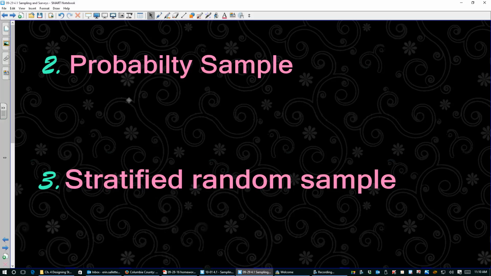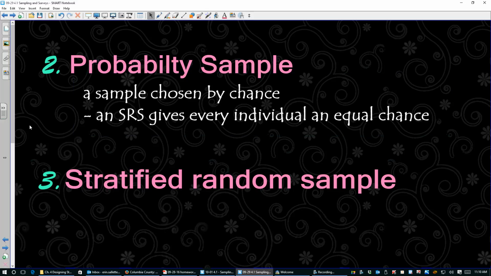A probability sample is a sample chosen by chance. So in a simple random sample, everybody has an equal chance of being selected. However, the people in that population are chosen by chance, probability.